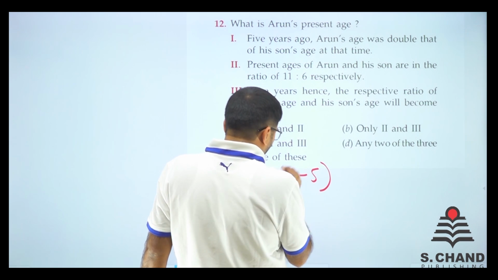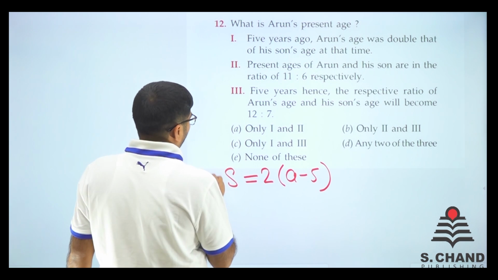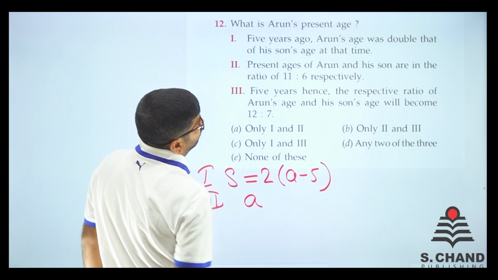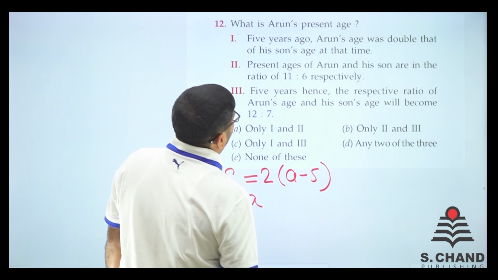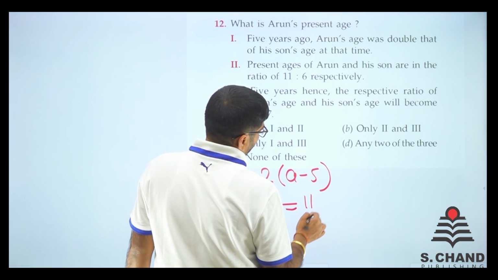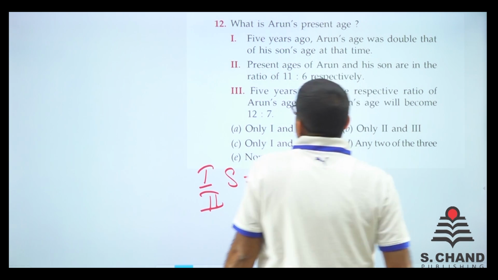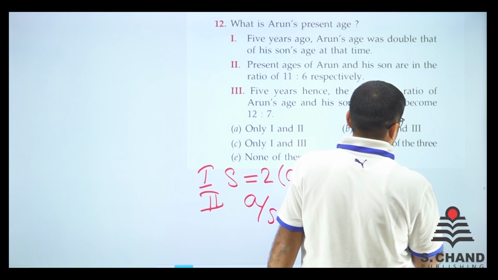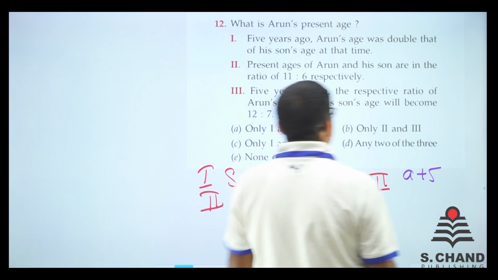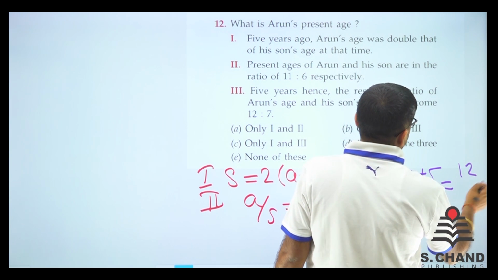Arun's age, it was double of what? Son's age at that time. ये हो गया मेरा first. Second, the present ages of Arun, A, and his son are in the ratio of 11:6. So A by S is equal to 11 by 6. Third equation: 5 years hence, A plus 5, the respective ratio of Arun's age and son's age, S plus 5, will be 12 by 7.